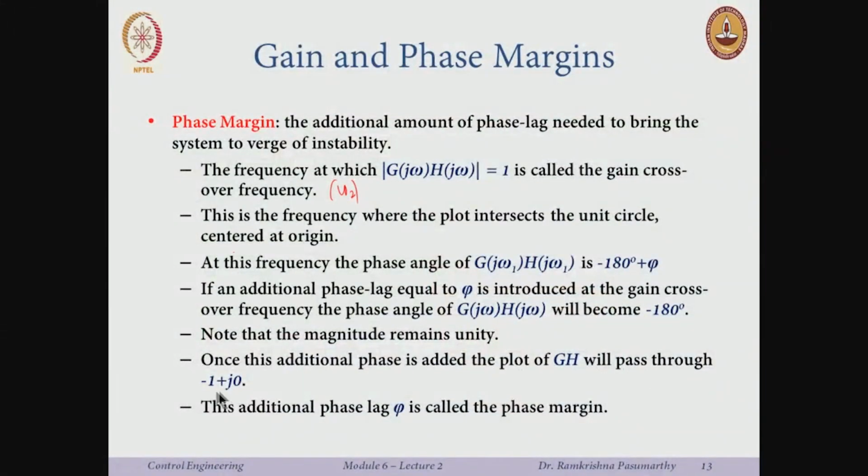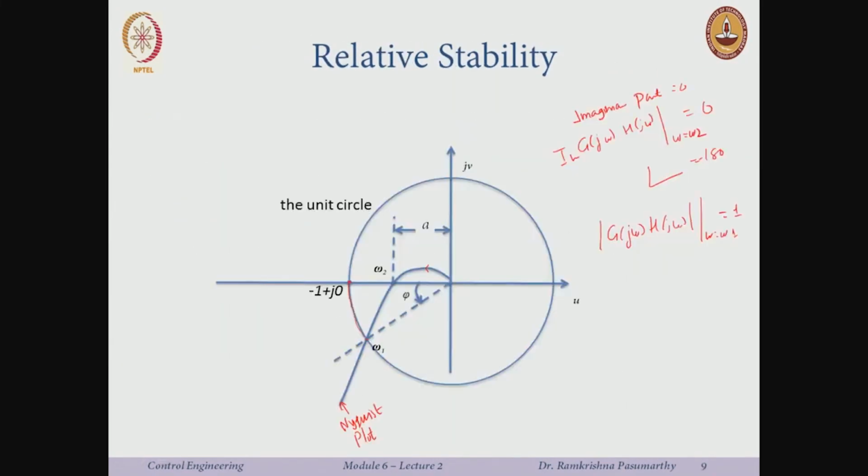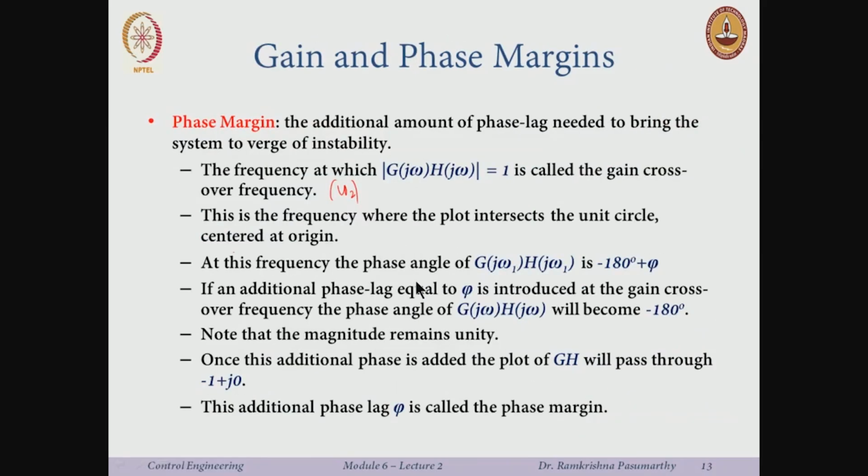The plot of GH will pass through -1 plus j 0 once I have added that extra angle phi. Just see this one, right? I am just pulling this omega 1 here along this circle. I am adding 1 degree, 2 degrees and so on. I add 5 degrees, I end up here. What is the magnitude here? -1. What is the angle? 180 or -180, right? So I am just adding this extra amount of angle phi. Now this additional phase lag phi is called the phase margin.